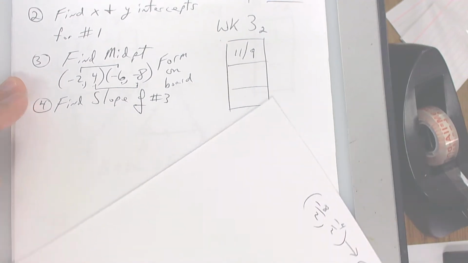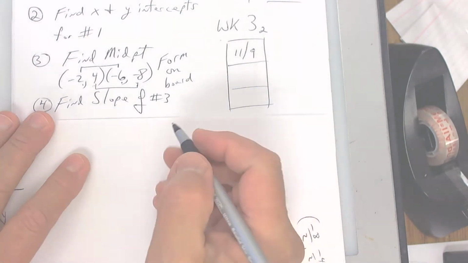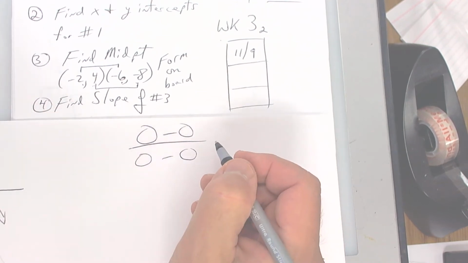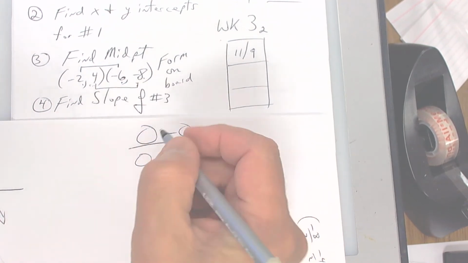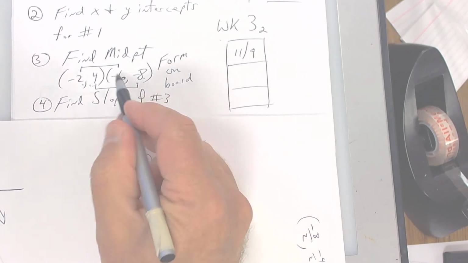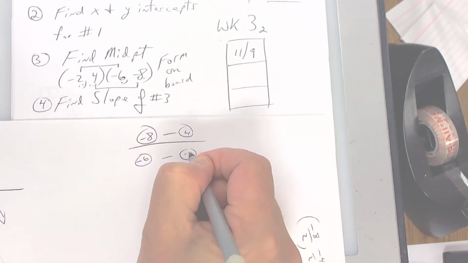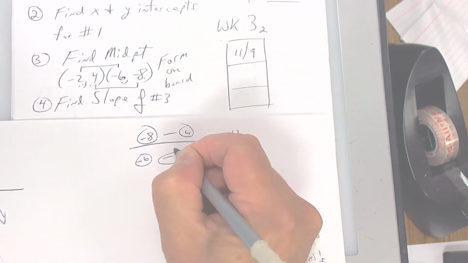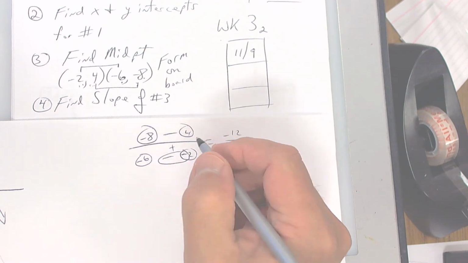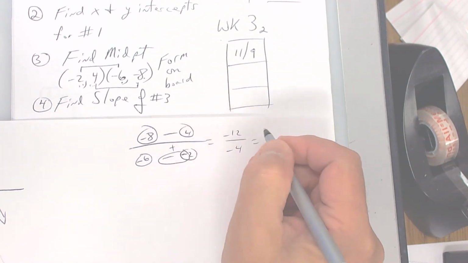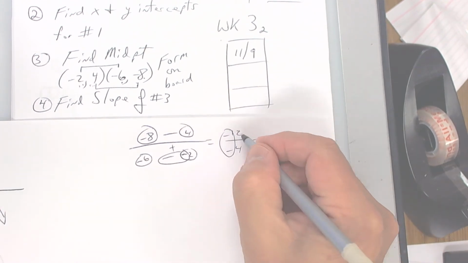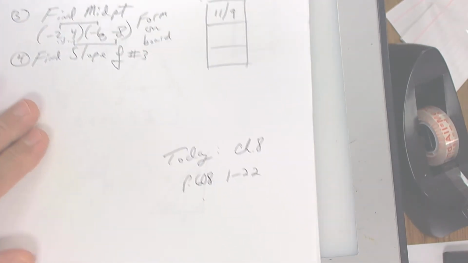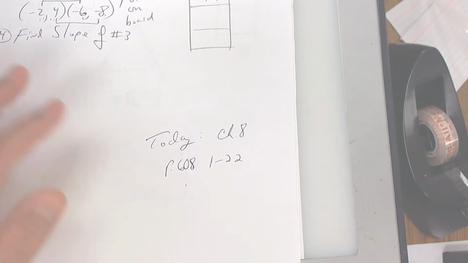Find the slope of number 3. Slope is the bubbles, and put the y's at the top. So negative 8 and 4. And then negative 6 and negative 2. So that becomes a negative 12. This is a plus here. So that gives me negative 4. Double negative, so 12 divided by 4 is 3. It's going to be a positive. Your work for today is right here. Go ahead and get busy.